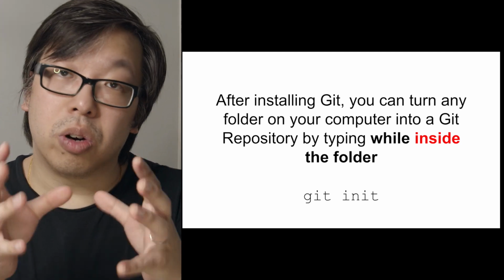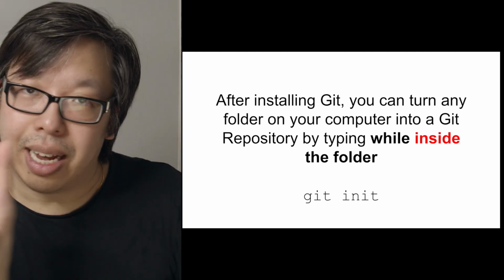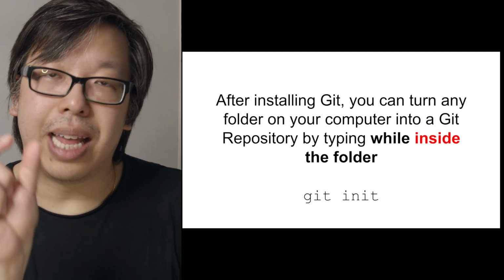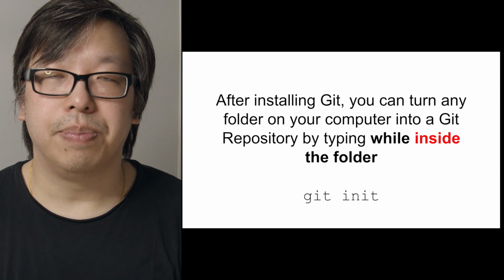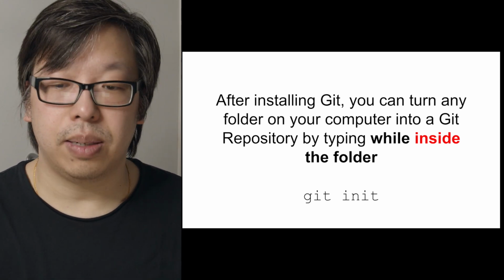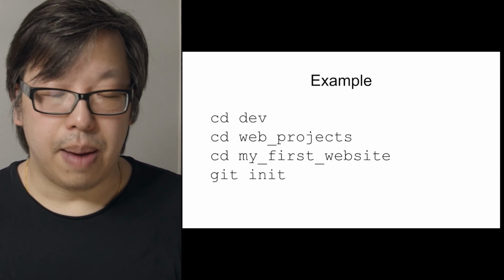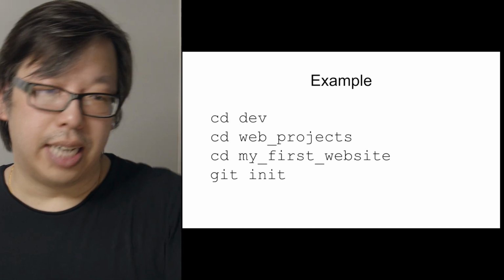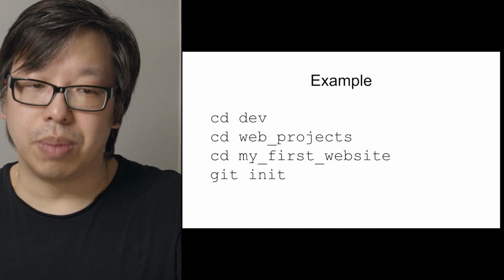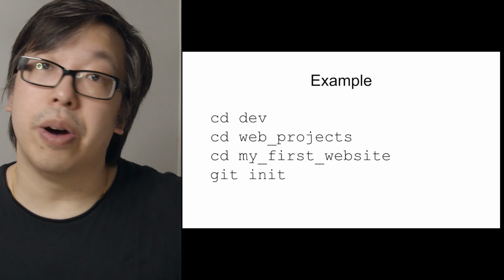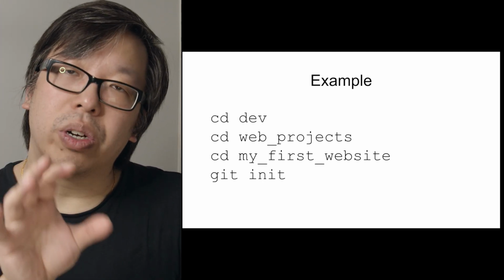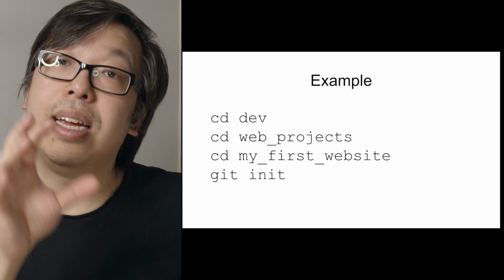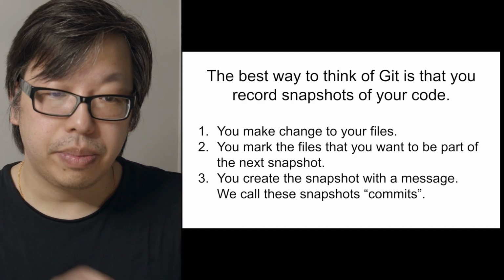And for those of you who are curious how this works behind the scenes, all it's basically doing is creating that .git folder and putting the necessary files it needs in there. That's how you initialize. So here's an example. You cd dev, cd web projects, cd my first website, git init, and you're good to go. At that point, that folder is now a Git repository and ready to accept your changes.